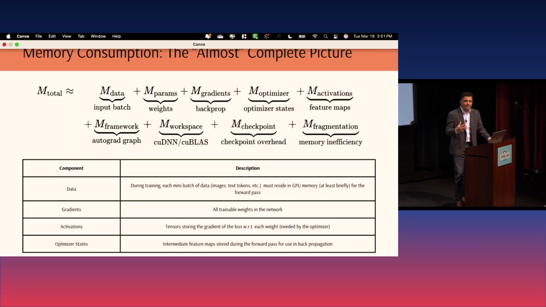Now, oftentimes we only think about model parameters, or the memory associated with model parameters, as the weights within the model that you have. But as you start to break down the entire process, there are a lot of components that are memory intensive.